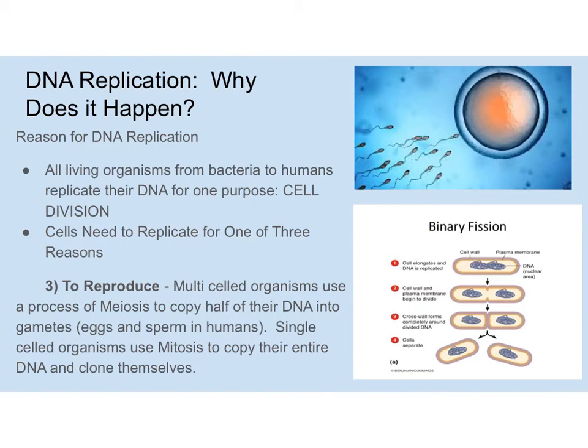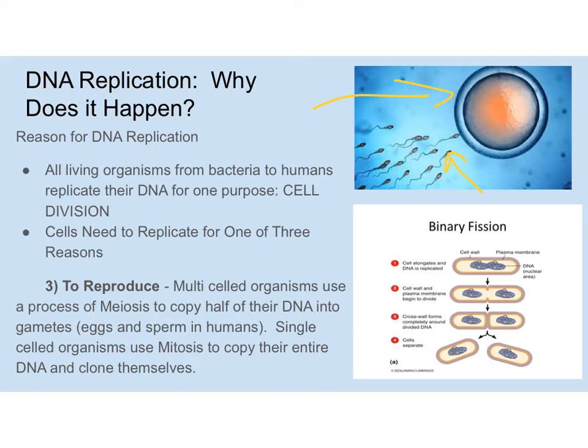Okay, and the last one is to reproduce. Multi-celled organisms like us use this process called meiosis, which we learned about in grade 11, to put half of our DNA into eggs and sperm. So we create these eggs and sperm, and that's what we have pictured up here. We made those cells. We need to put half of our DNA in them. Not all of our DNA, but only half of it. We'll talk about that in a second.